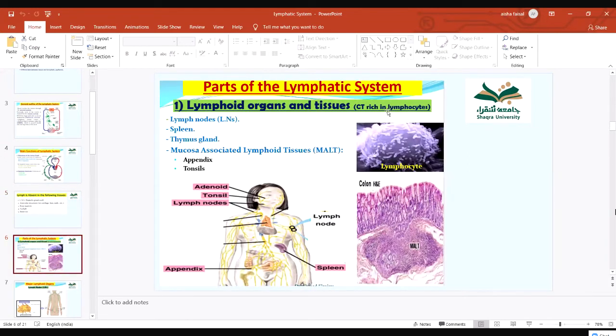So what are the parts of your lymphatic system? In the lymphatic system, you have primary lymphoid organs and secondary lymphoid organs. Primary lymphoid organs are those where there is constant production of your immune cells, or they are being activated, like your bone marrow and your thymus. Bone marrow is directly involved in production of the WBCs, your immune cells.